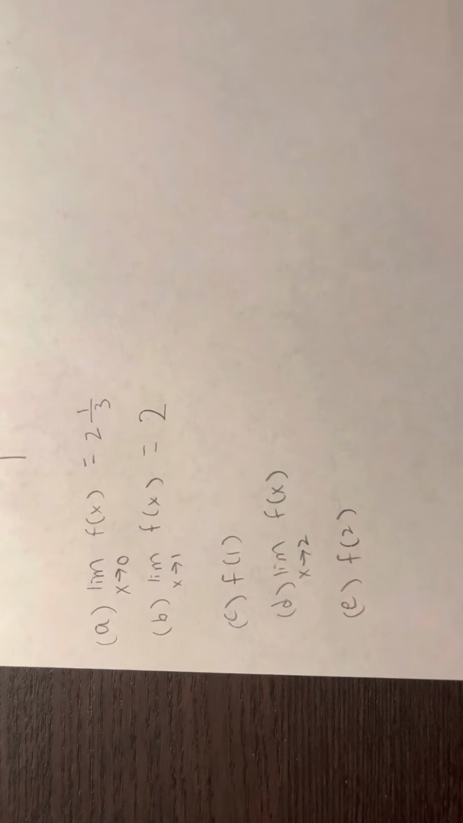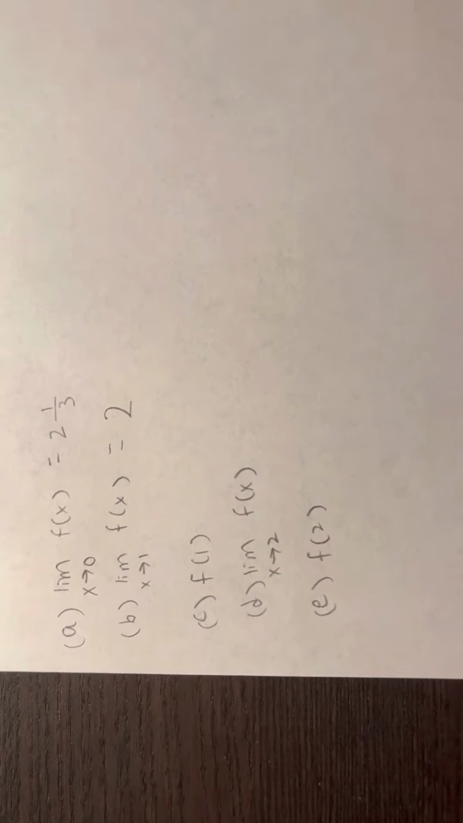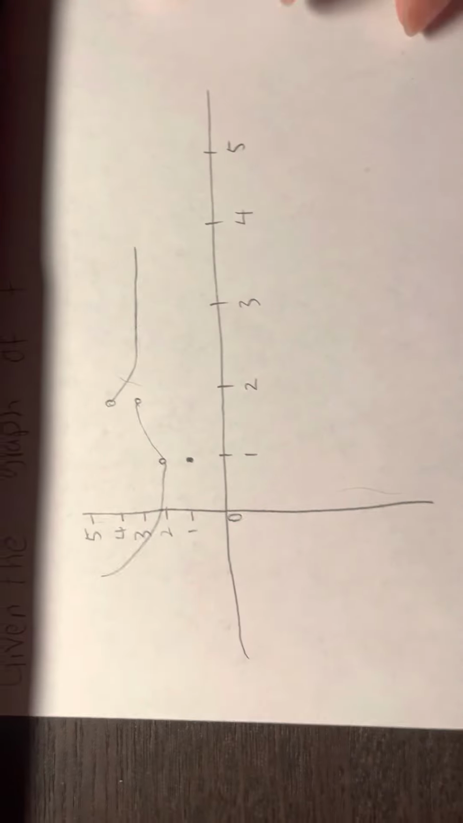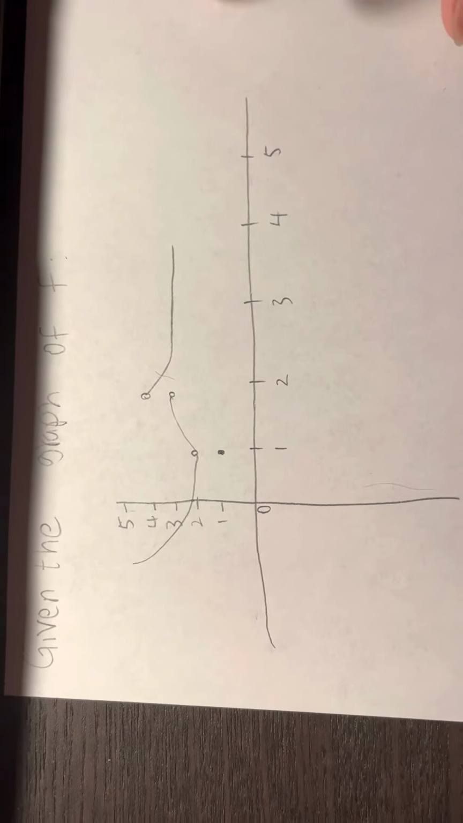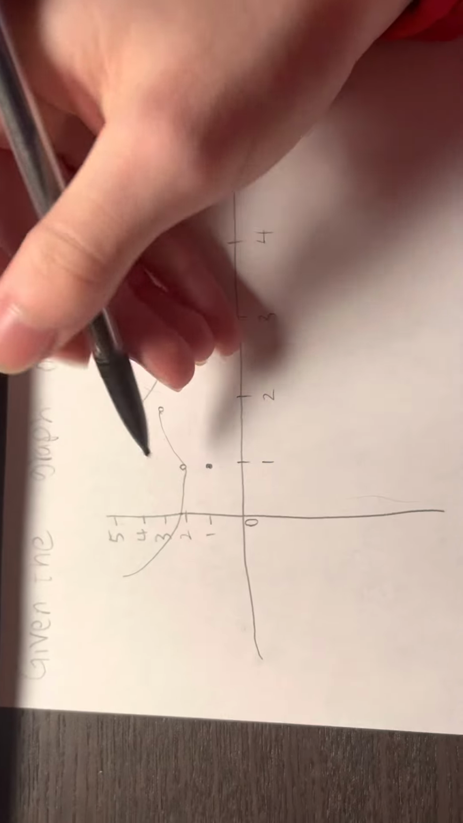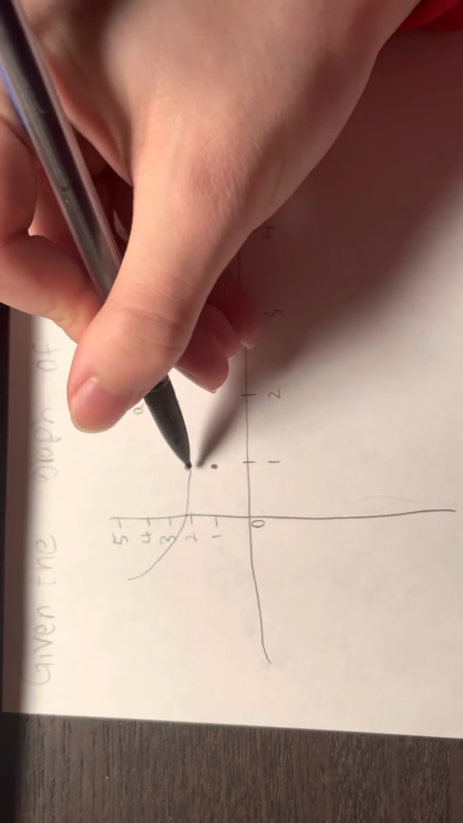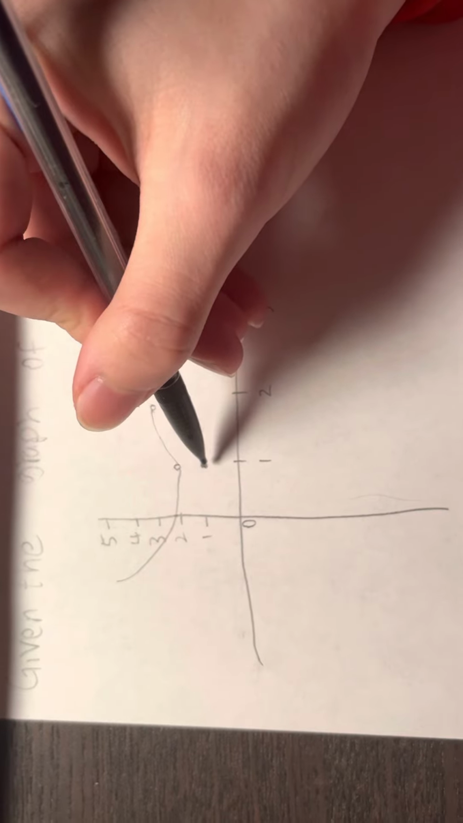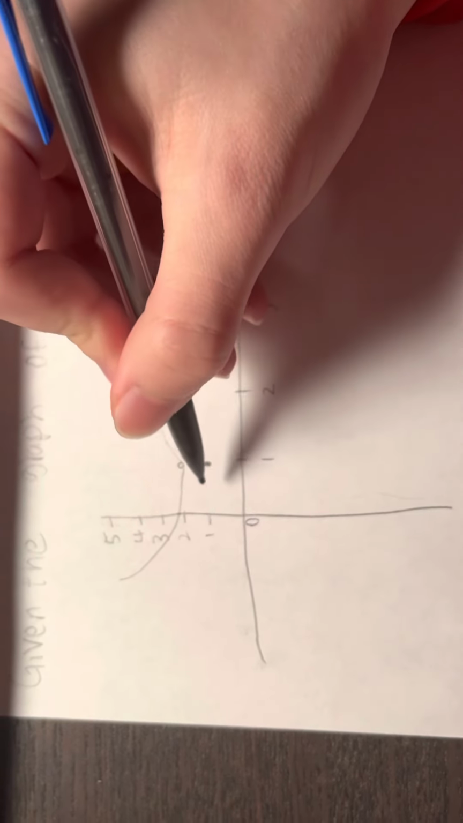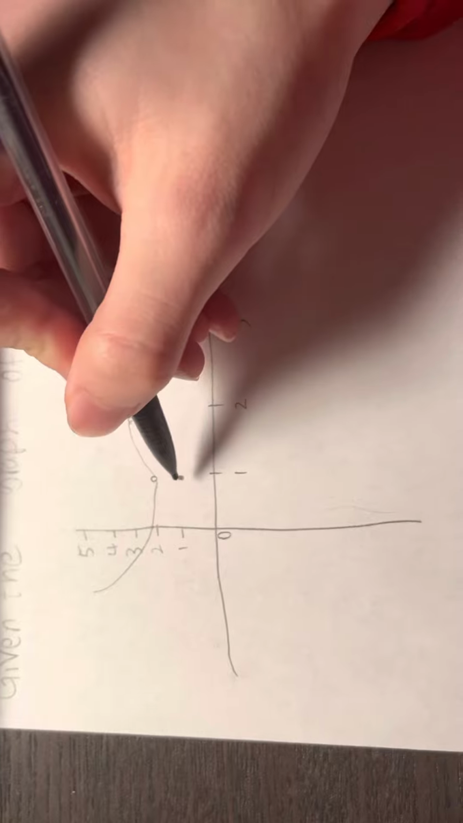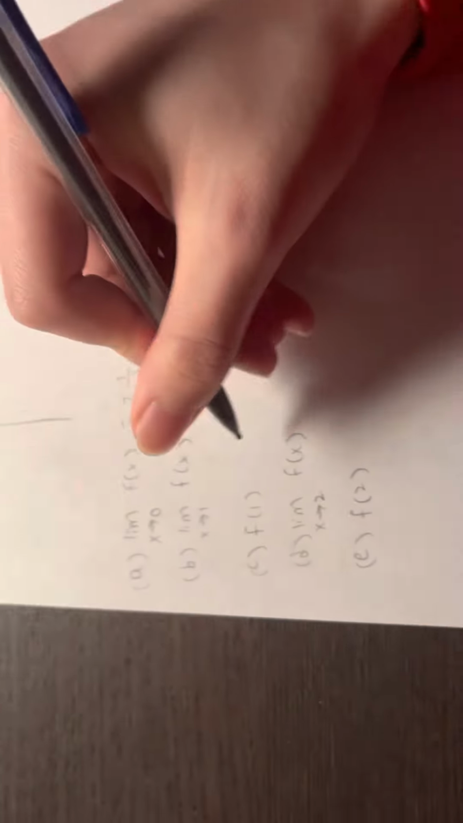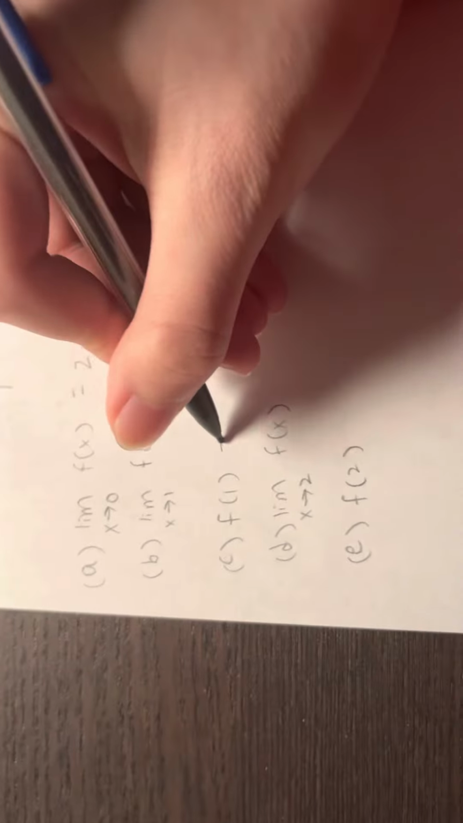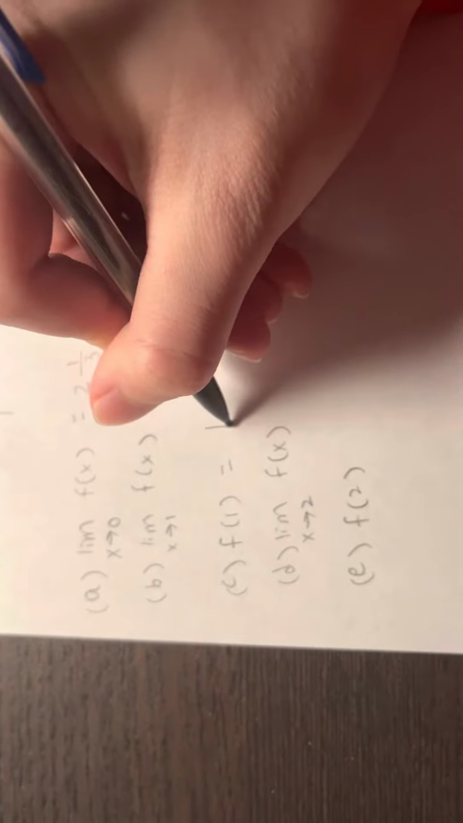For question C, the point at f of 1. This means it must be a closed point, not an open point, a closed point. And on the graph, we can see that at 1, we have a closed point here. So for question C, it's 1.